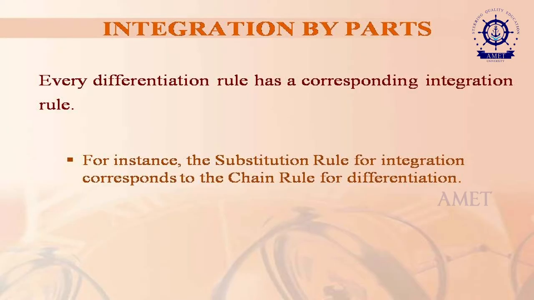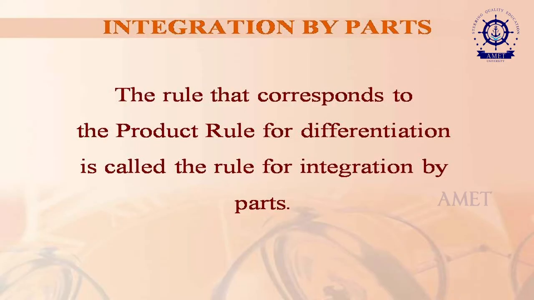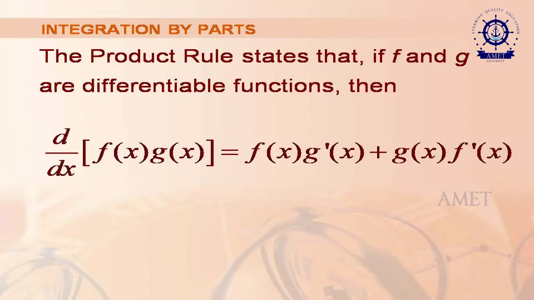Every integration rule has a corresponding differentiation rule. For instance, the substitution rule for integration corresponds to the chain rule for differentiation. Integration by parts formula comes from the product rule. The rule that corresponds to the product rule for differentiation is called the rule of integration by parts. The product rule states that if f and g are differentiable functions, then d by dx of f of x into g of x equals f of x g dash of x plus g of x into f dash of x.